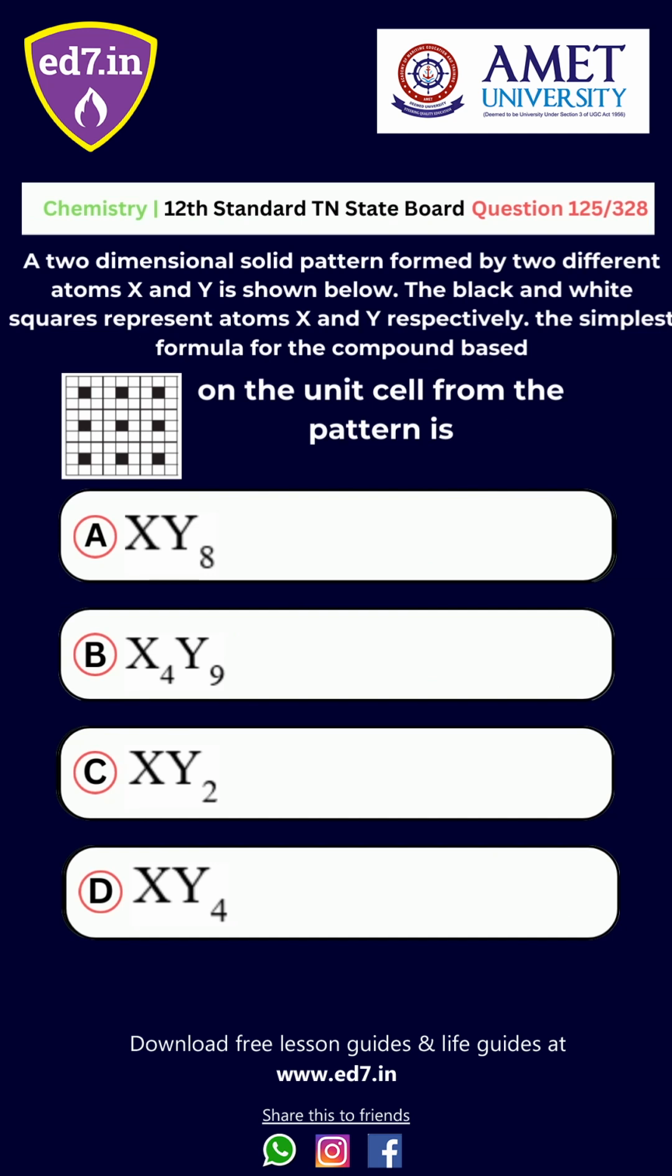Question number 125. A two-dimensional solid pattern formed by two different atoms X and Y is shown below. The black and white squares represent atoms X and Y respectively. The simplest formula for the compound based on the unit cells for the pattern is: option A, XY8; option B, X4Y9; option C, XY2; option D, XY4. The correct option is option A, XY8.